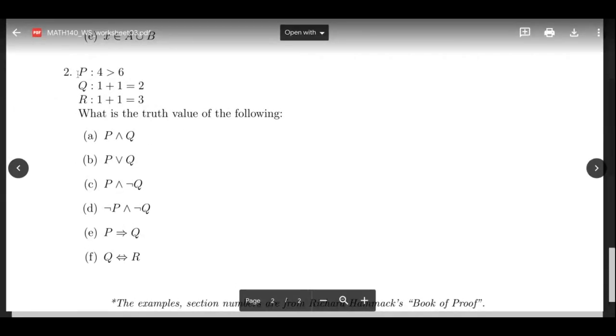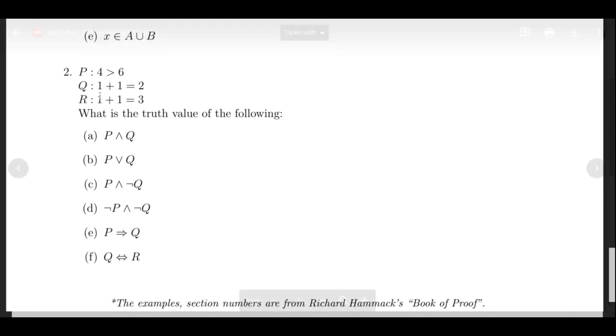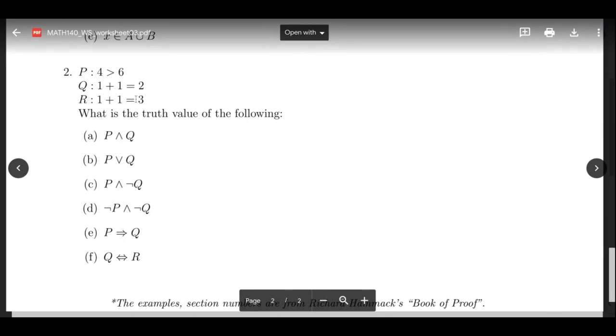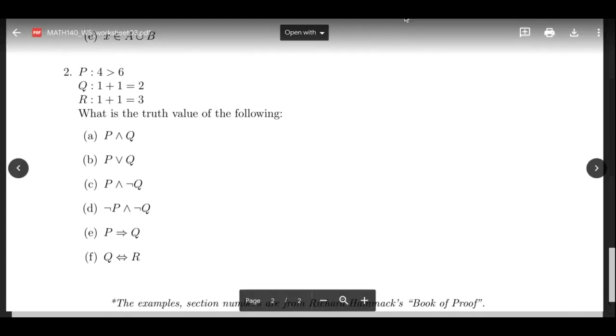Let's try 2. P is a statement: 4 is greater than 6, which is a false statement. Q is 1 plus 1 equals 2, which is a true statement. R is another statement, 1 plus 1 equals 3, which is a false statement. So we have 3 statements here. What is the truth value of the following? We want to use the truth table to figure this out.